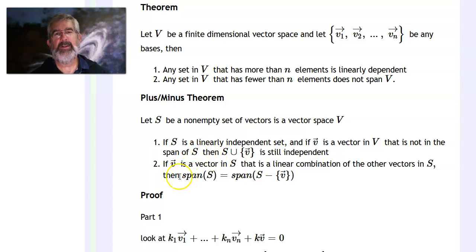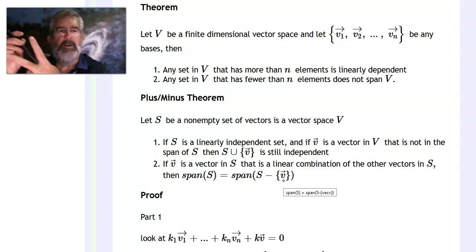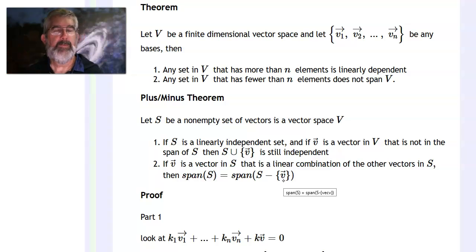Part two is the minus part of it. And it says if the vector V is a vector in S that is a linear combination of other things in S, then the span of S is equal to the span of S minus that thing. So if I've got three vectors here, and I can see that this black one is a linear combination of these two, then I can throw the black one away, and the span of these two would be the same as the span of the three that I had to start with. Okay. So that's throwing things away.